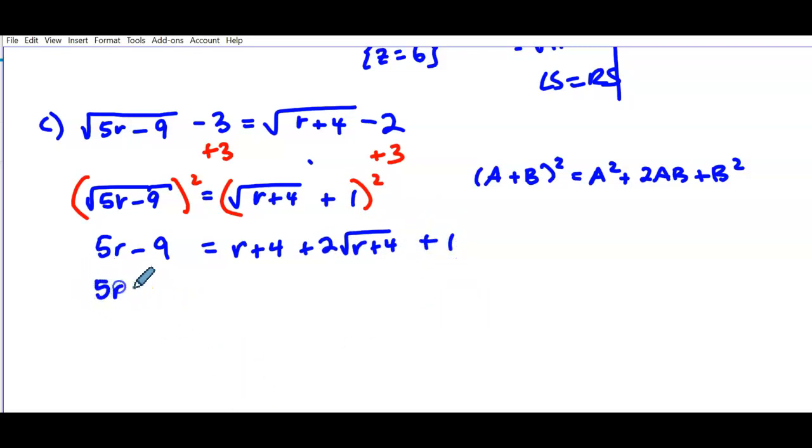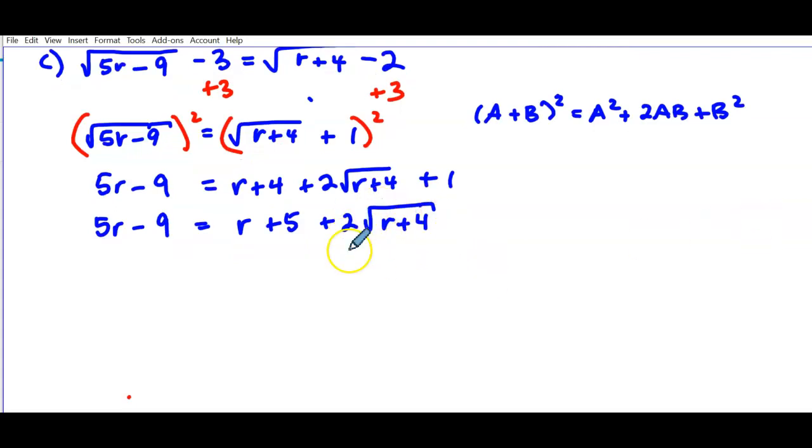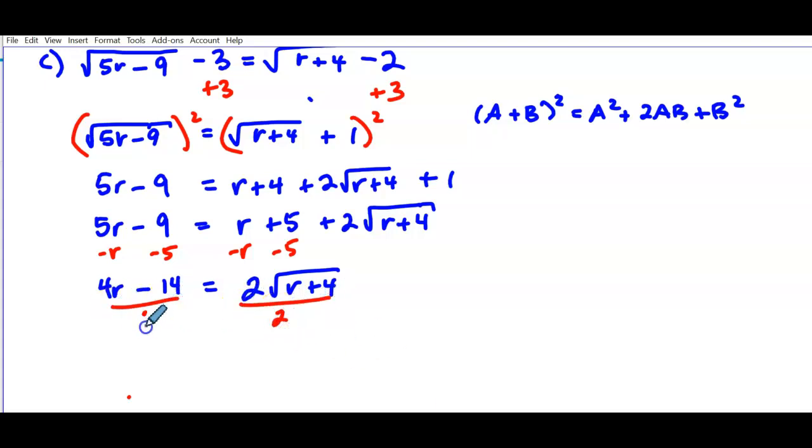So now I'd like to just take a step to collect like terms. So 4 plus 1 is 5. And then notice how we still have a radical. So it's almost like a new question starting. We have to get rid of that radical sign there. So we need to isolate this. So we're going to subtract r from both sides and subtract 5 from both sides. So that's going to be 4r minus 14 equals, those go away, so 2 root r plus 4. And then if 2 divides into everything there, I will do that. Makes it, again, simpler. So that will give you 2r minus 7 equals root of r plus 4.